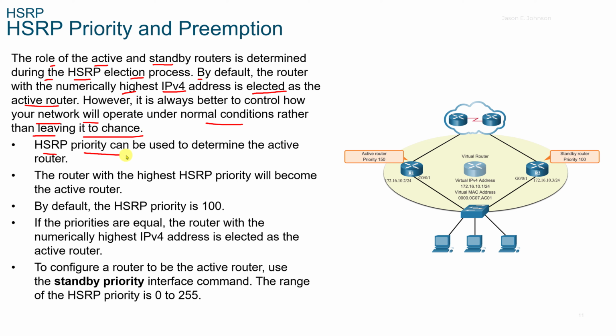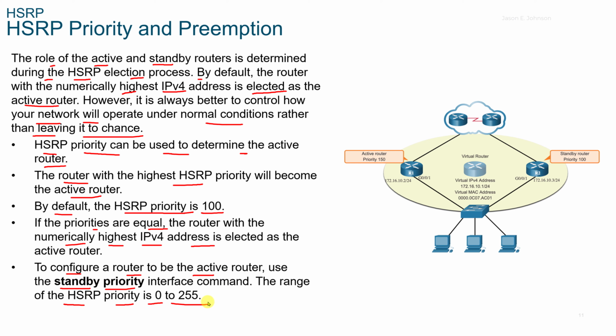So HSRP priority can be used to determine the active router. The router with the highest HSRP priority will become the active router, but by default, the priority is 100. And if these priorities are equal, the router will numerically choose the highest v4 address. And to configure a router to be active, use the standby priority command, and the range for HSRP priority is 0 to 255.